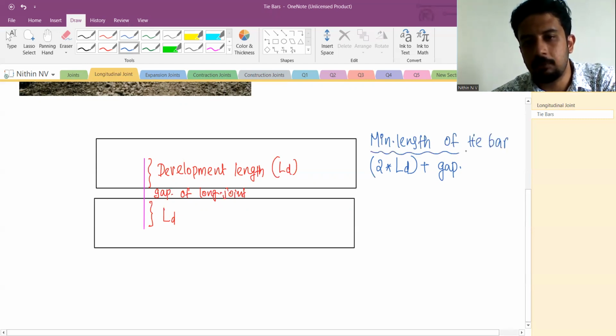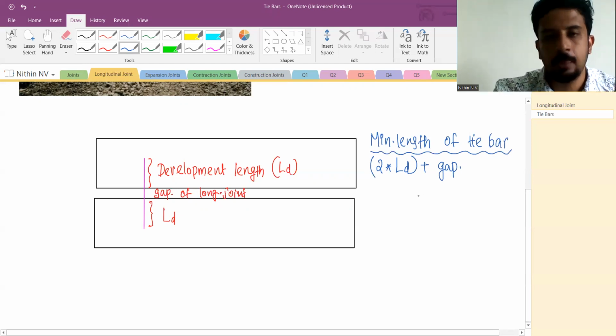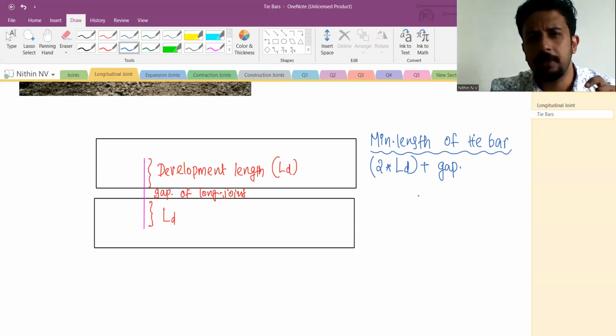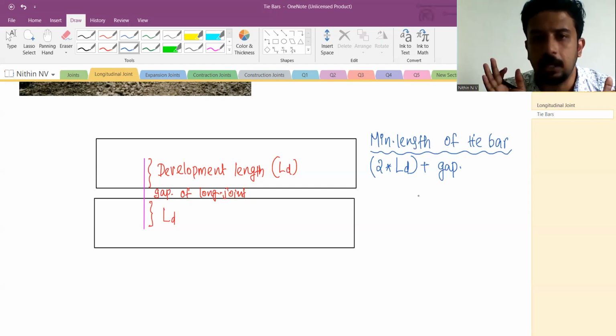Now sometimes they will be mentioning the gap in the question. Sometimes they may not mention. If they are not mentioning, then ignore it, because compared to this development length, this gap will be practically very less. Compared to development length, this small longitudinal joint gap will be very small. So sometimes we'll ignore it. We'll simply take 2 into development length only.